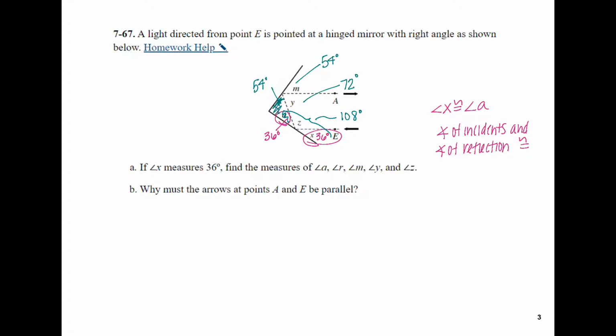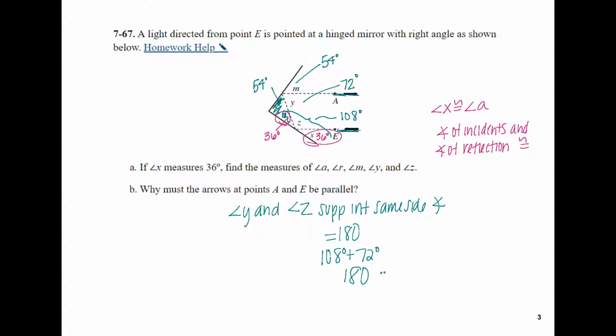Why must the arrows at points A and E be parallel? So A must be parallel to E, and we can tell that because angle Y and angle Z are supplementary interior same side angles, which we know equals 180 degrees, and in fact 108 degrees plus 72 degrees equals 180 degrees.